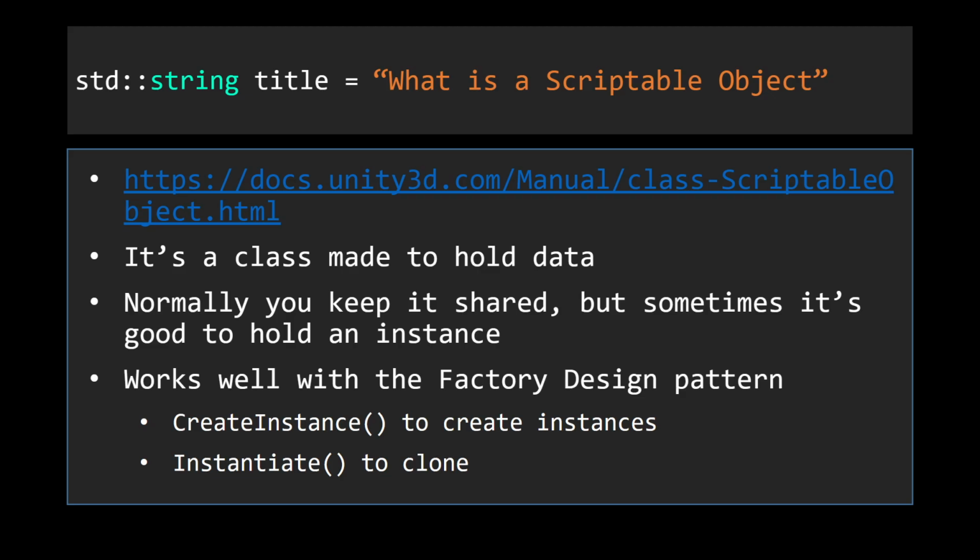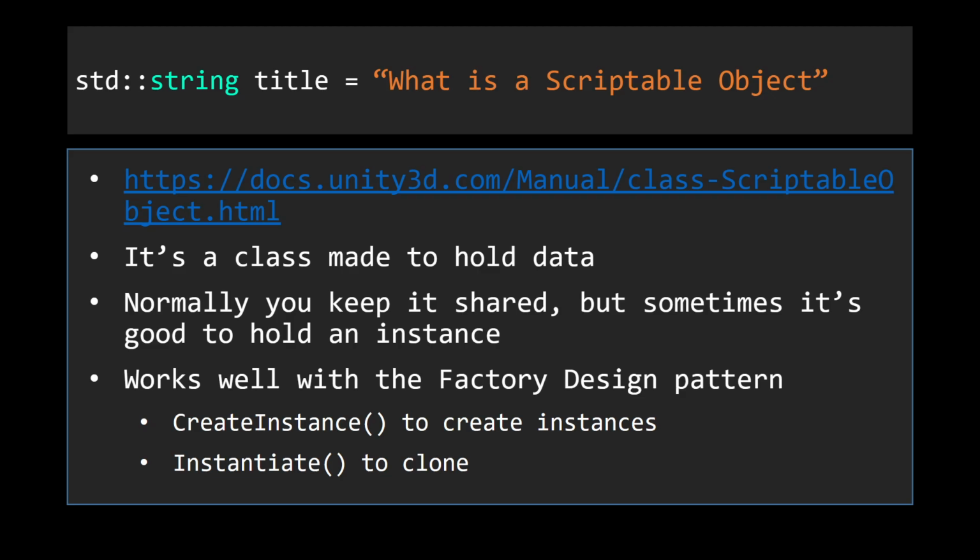Scriptable objects themselves are stored as files in your Unity project. And because of that, they will be shared. But they do have the capability to be instanced, to create clones of them, which are your instances, et cetera, et cetera. And that's pretty cool. Why? Because that's kind of what the factory design pattern is all about. You have your one base object, and you create a bunch of clones out of it.